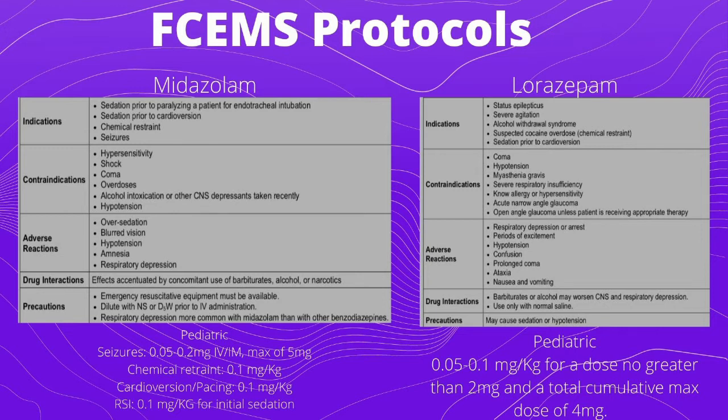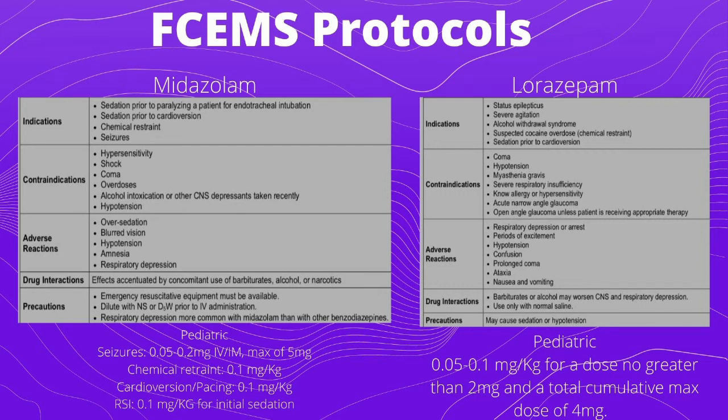Chemical restraint is going to be 0.1 milligrams per kilogram, and that same 0.1 mg per kg is going to go for chemical restraint, cardioversion / pacing, and for sedation for RSI. Moving over to Lorazepam, pediatric dose for that is going to be 0.05 to 0.1 milligrams per kilogram for a dose no greater than 2 milligrams with a cumulative max dose of 4 milligrams.